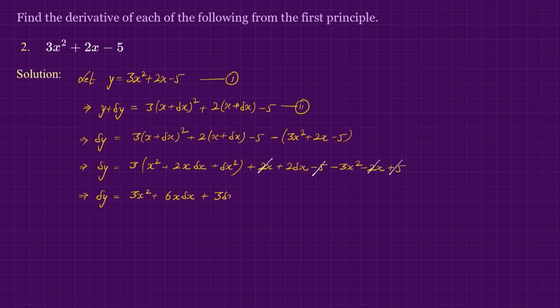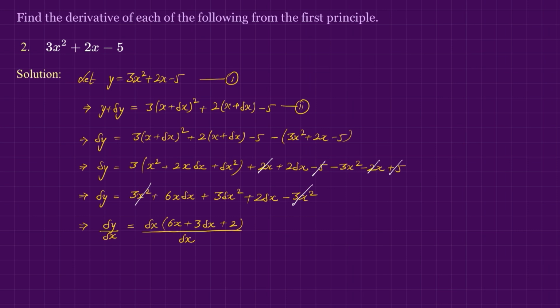3 times delta x square plus 2 delta x minus 3x square. Here minus 3x square plus 3x square gets 0. Let us divide both sides by delta x. So it will be whole divided by delta x, and in numerator you can see delta x as common. So it will be delta x, open the bracket, we will have 6x plus 3 delta x plus 2.